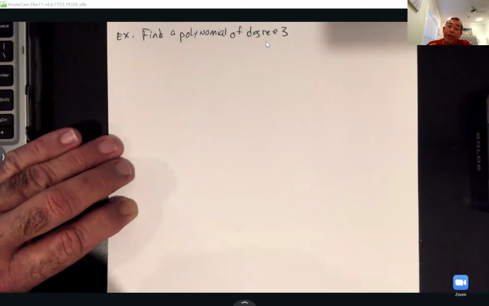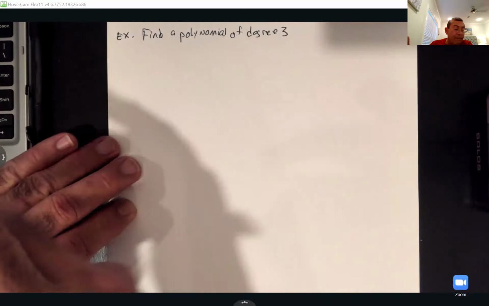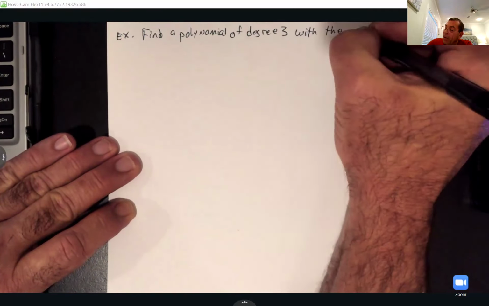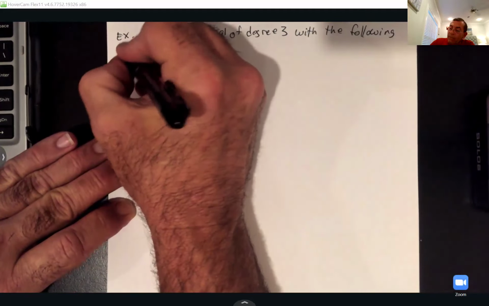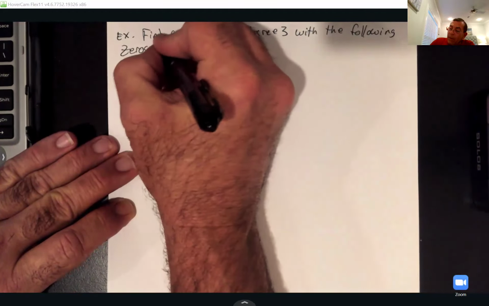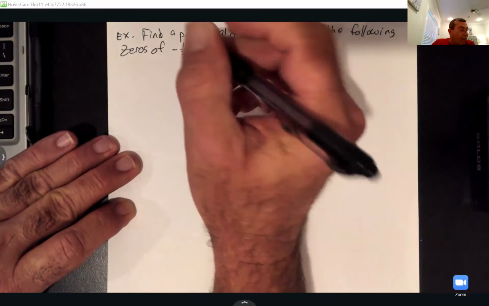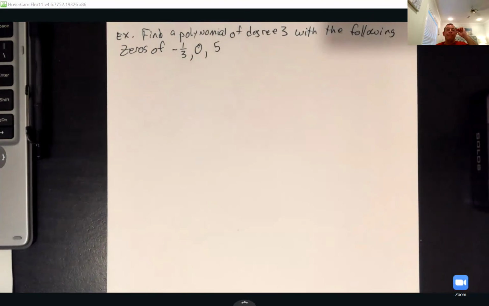So we're happy it's a degree 3, so we're not going to FOIL as much as we did on that 7 we just did. With the following zeros of -1/3, 0, and a 5.